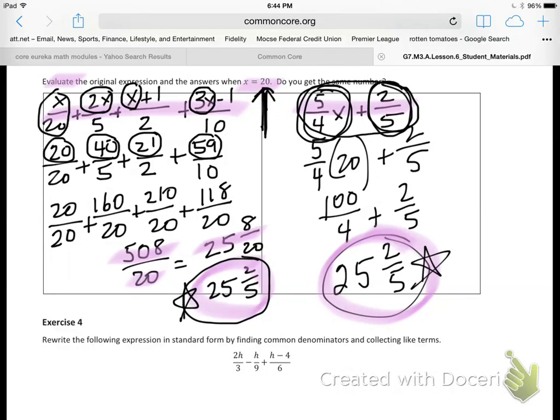This last exercise here, exercise 4, I asked you to rewrite the following expression in standard form by finding common denominators and collecting like terms. So why don't you go ahead and give that a whirl and come on back.